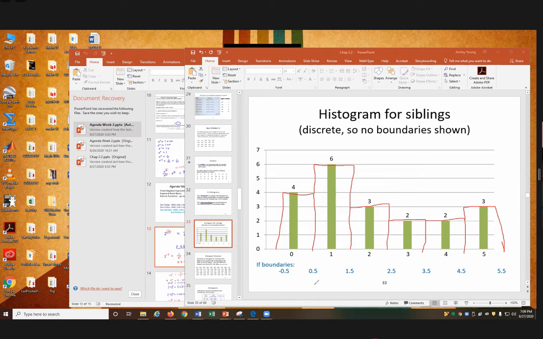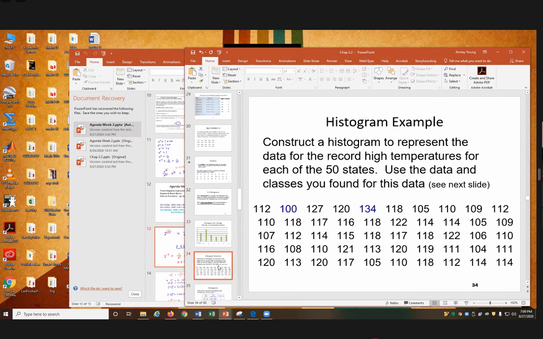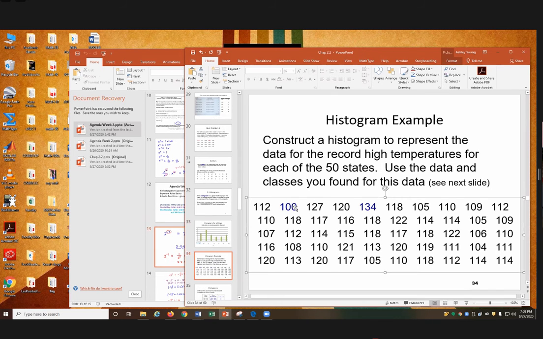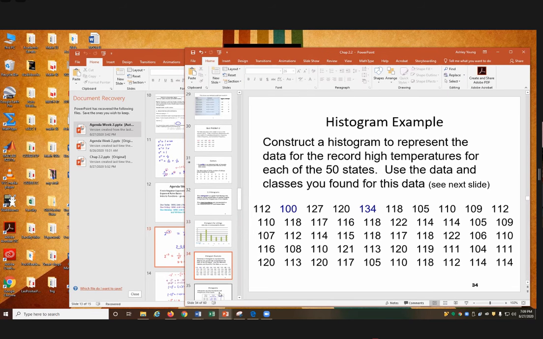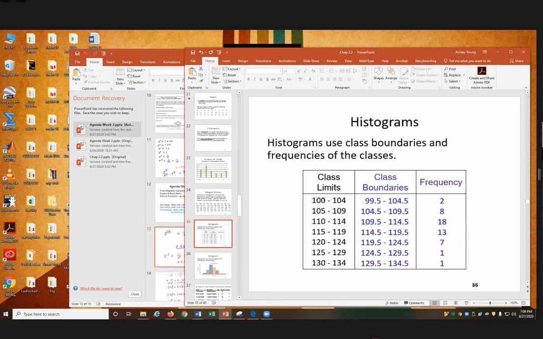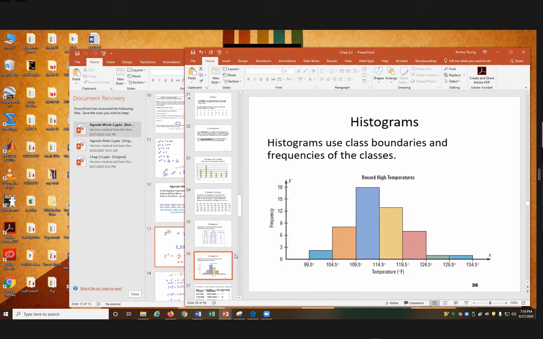Let me show you an example. This was my example that I did. This should have been 103. Oops. Oh well, that's okay. Here were our class limits, the boundaries, and the frequencies. You'll notice this first class, I could either write 100 to 104, but if I just write down the class boundaries, I only have to write these numbers: 99.5, 104.5, 109.5 along the bottom. I just write the boundaries once along the bottom.